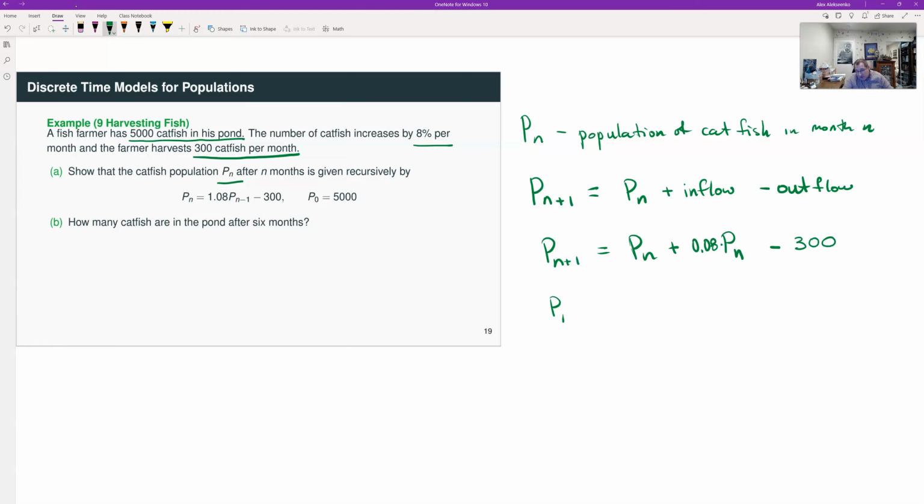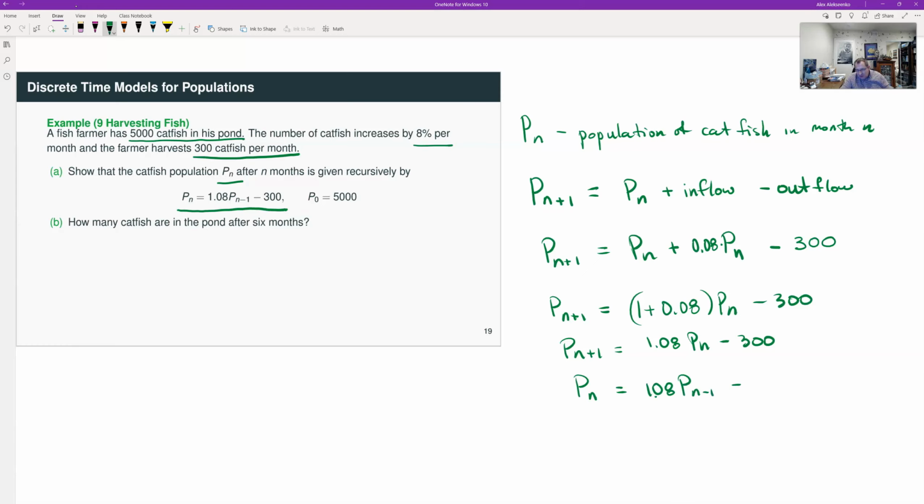Note that we can simplify the formula a little bit over here. So the P_n and 0.08 times P_n can be combined into one term, resulting in 1.08 P_n minus 300, and that is the formula to compute the population of the catfish on the next moment in time. Notice that that's exactly the formula that the problem wants us to establish, except we have a slightly different index. So in my case, I use n, and in their case, they use n minus 1. So we can rewrite that formula by pushing it one value of the index back. That's the same formula, but different value of the index. Okay, so here we go.